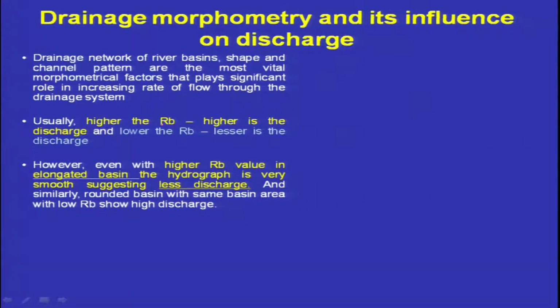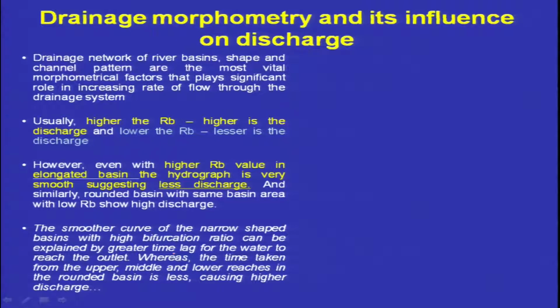Okay. However, even with higher bifurcation ratio, or higher bifurcation values, in an elongated basin the hydrograph is very smooth, suggesting less discharge. So the hydrograph shows the time lag and the amount of precipitation you are having. And similarly, the rounded basin with the same basin area with low RB value shows higher discharge. But what we were saying here is that if you have low RB values then you will have low discharge, but here low RB value shows higher discharge.